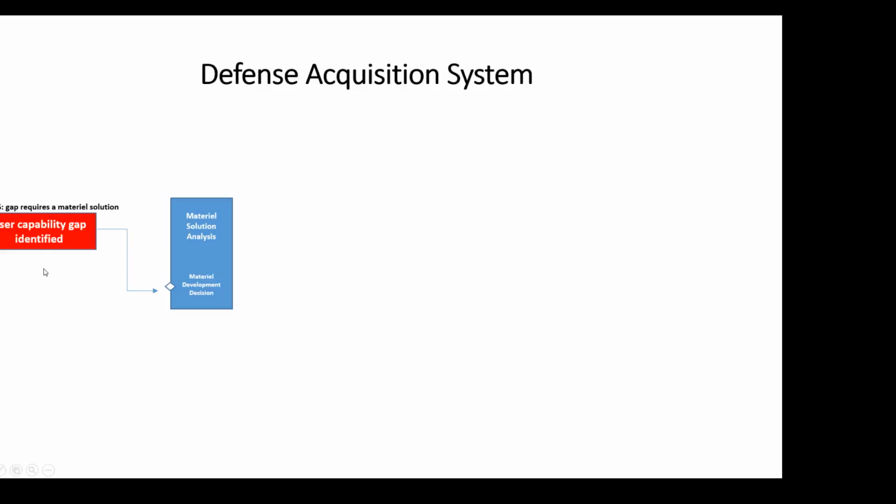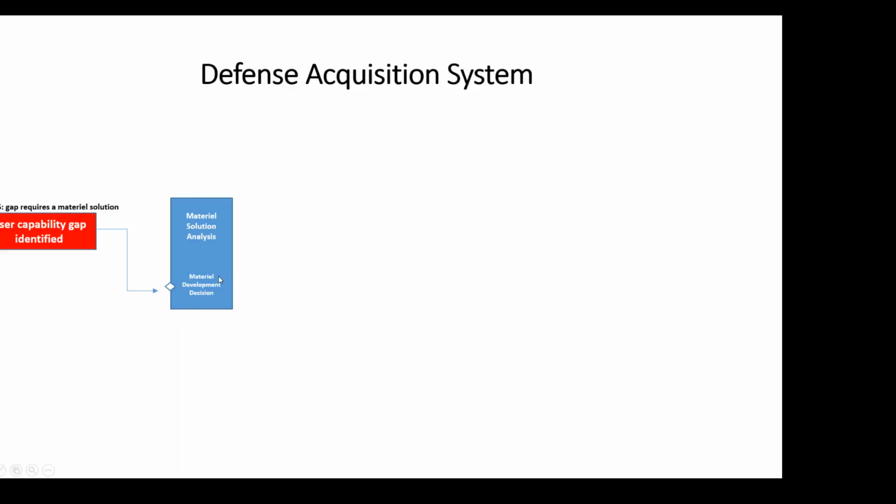All right, so we're going to look now at the defense acquisition system. It starts again with JCIDS, where we identify the capability gap, and the solution to fix the problem is a material solution. So the user capability gap is identified here. And the JCIDS, which is done by the Joint Requirements Oversight Council, will then provide an initial capabilities document that tells what it's going to take to fix the problem.